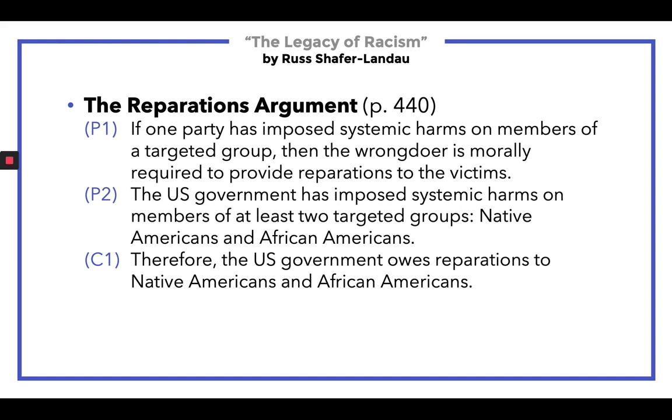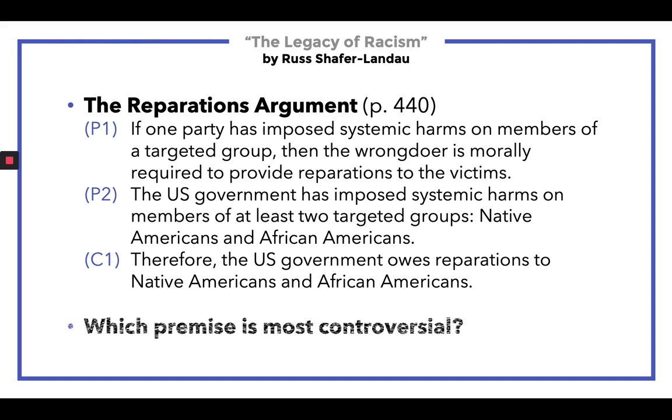Now, this argument, again, is valid. We want to look, are the premises true? If one group has imposed systemic harms on members of a target group, then the wrongdoer is required to provide reparations. Yep, that seems right. So if I harm you by stealing your phone, then I owe you something in return. The US government has imposed systemic harms on at least two groups, Native Americans and African Americans. Also, that seems right. So the conclusion is that the US government owes reparations to Native Americans and African Americans. So what's controversial about this?